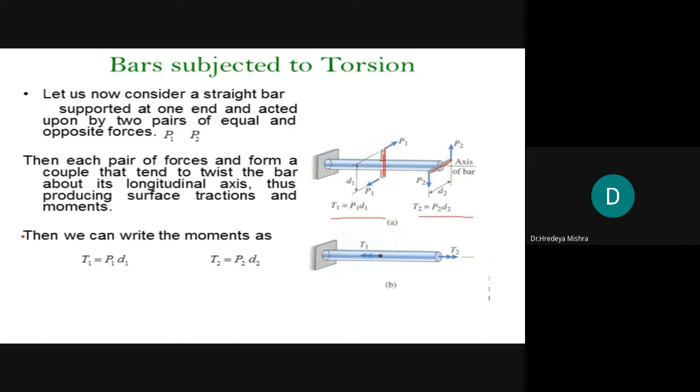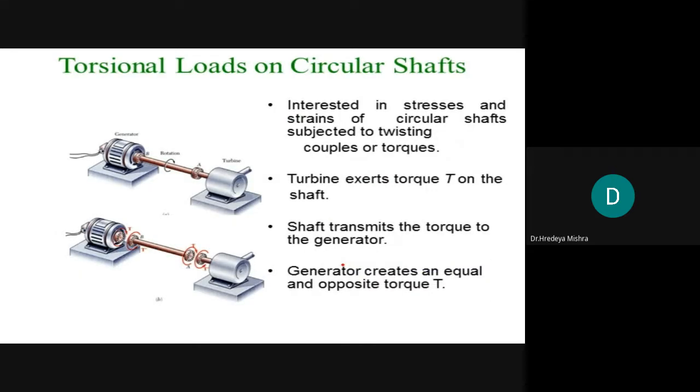So here we can write the moment as T1 and T2, T1 this side and this side. Now whatever the torsional loads on the circular shaft.